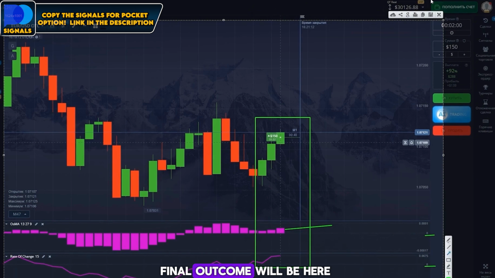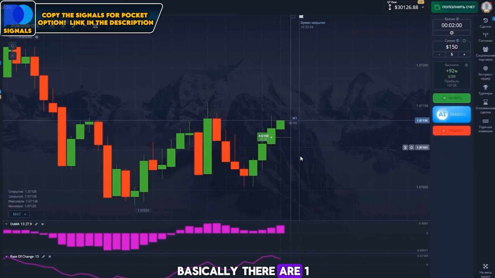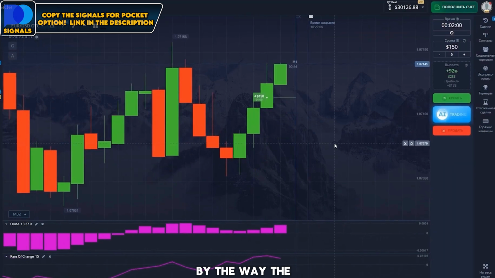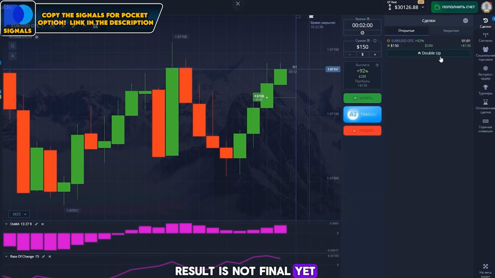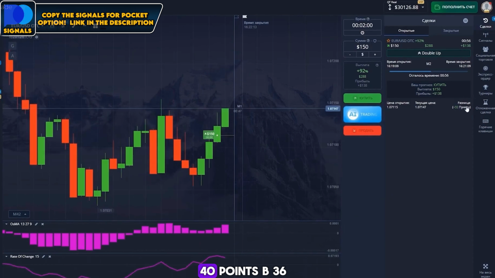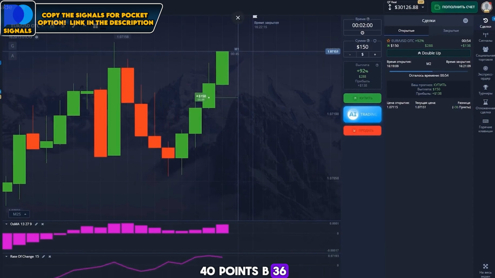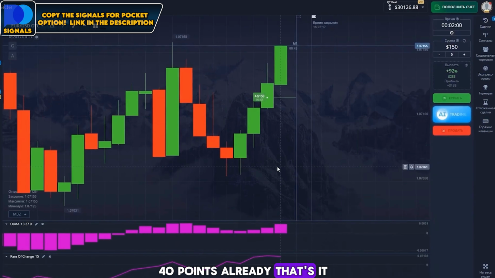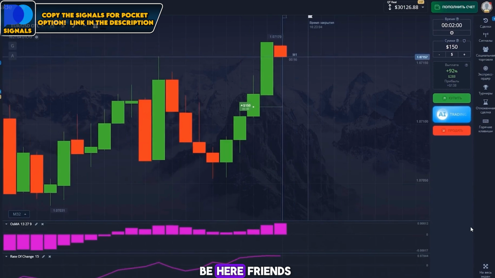Let's see what the final outcome will be. Here, basically there are 1 minute and 5 seconds left. By the way, the result is not final yet, but it's more or less good. The difference is already 33, 36, 40 points. 36, 40 points already. That's it. We will see what the final outcome will be here.